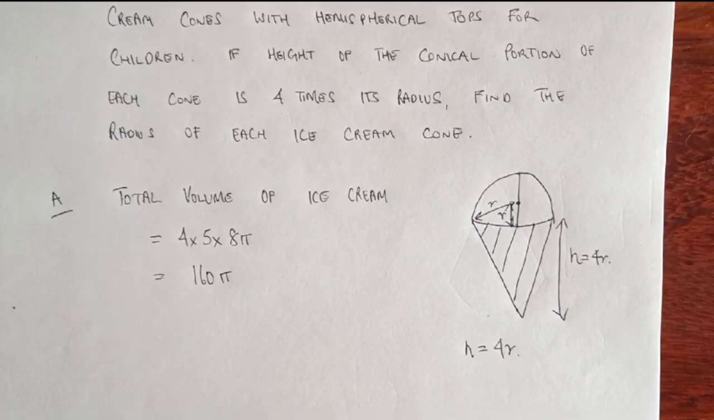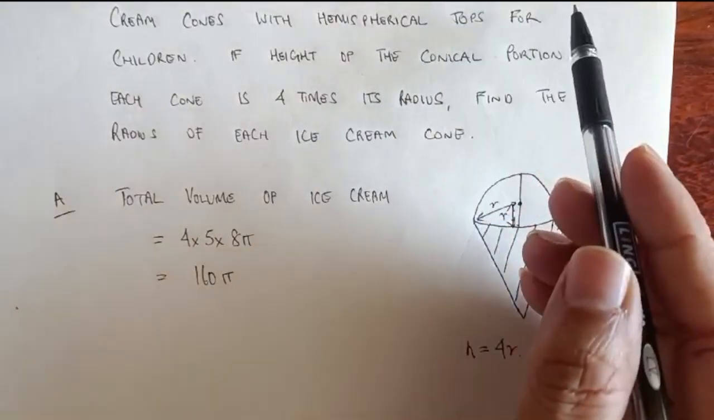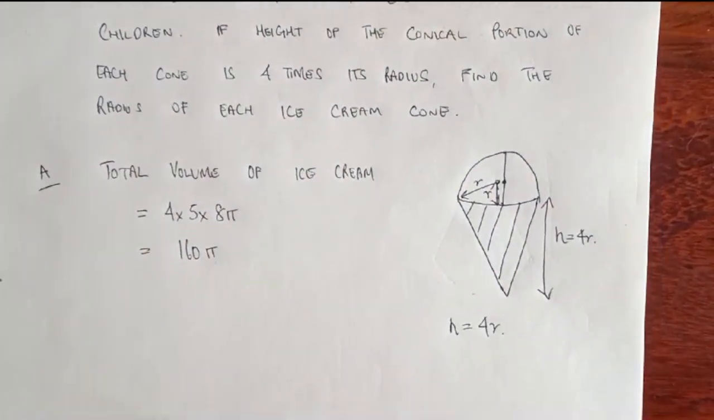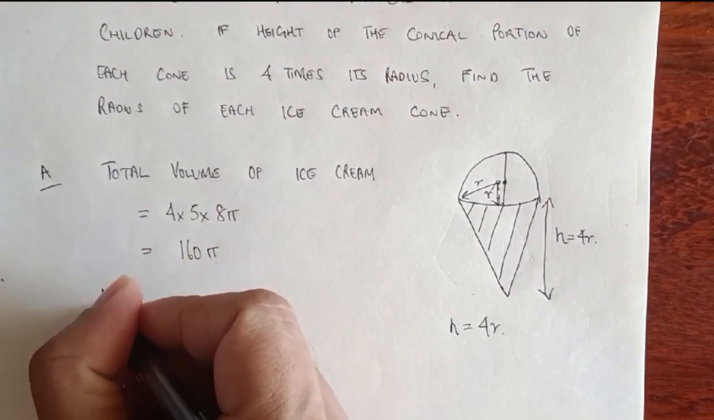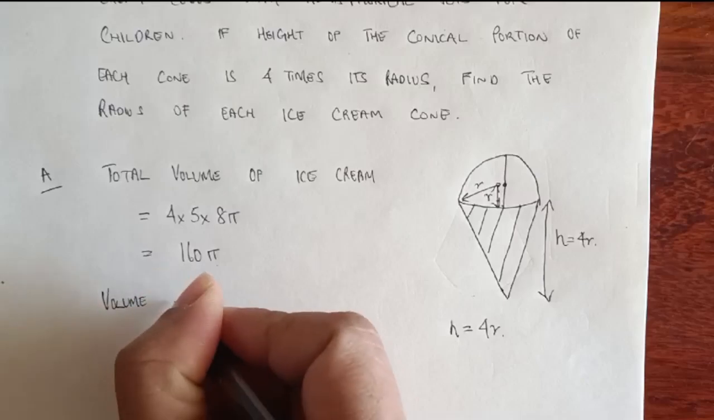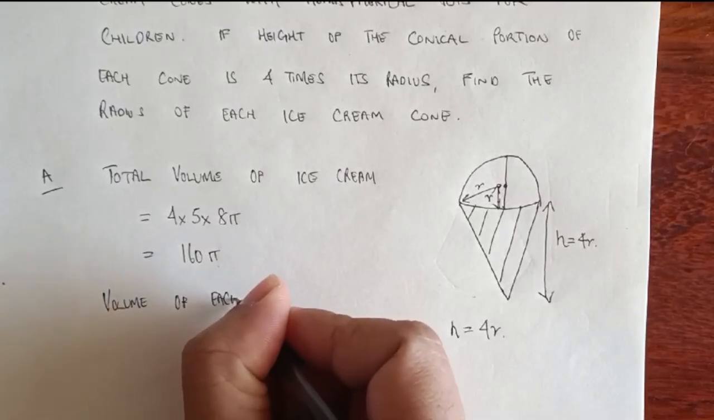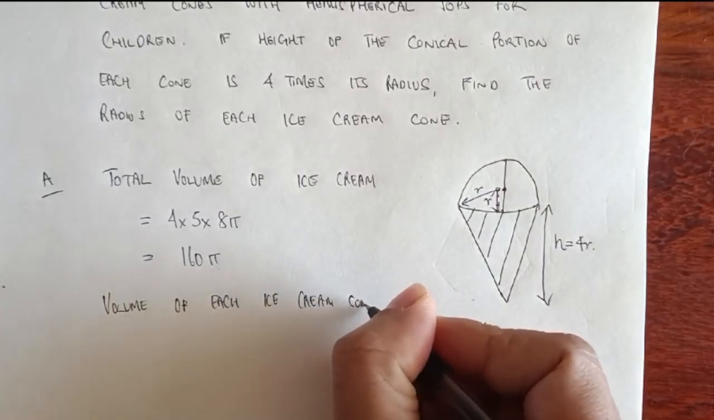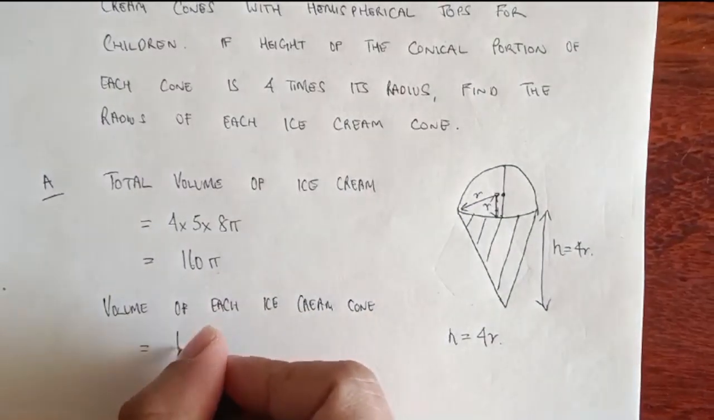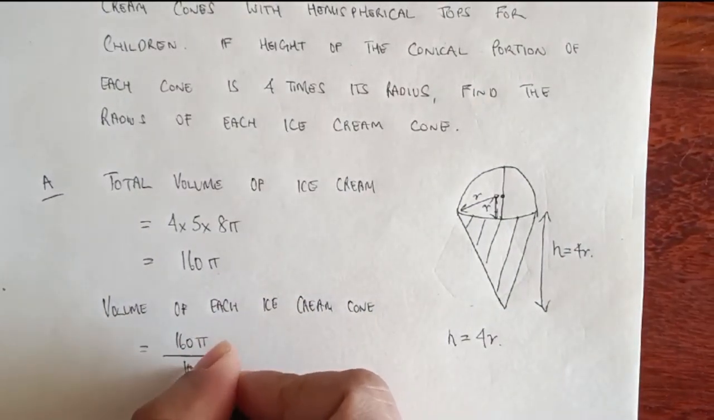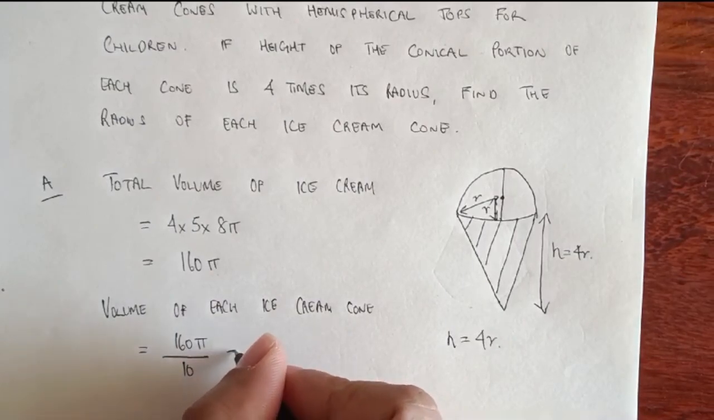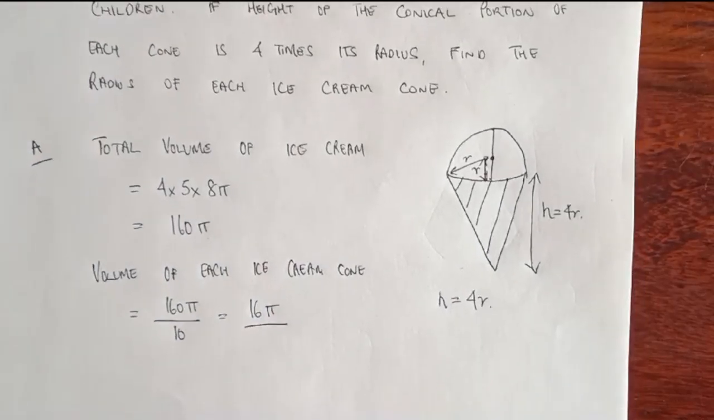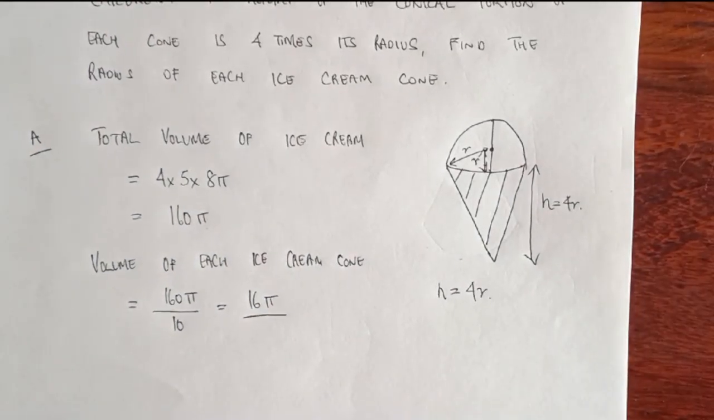Now this is used to fill 10 ice cream cones, right? So what is the volume of each ice cream cone? Volume of each cone equals 160 pi divided by 10. Okay, so this is equal to 16 pi. So 16 pi centimeter cube is the volume of each ice cream cone.